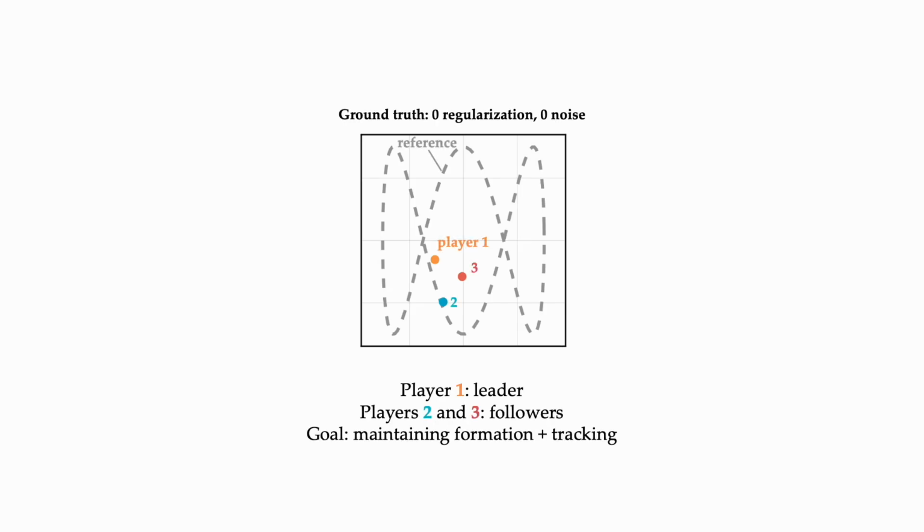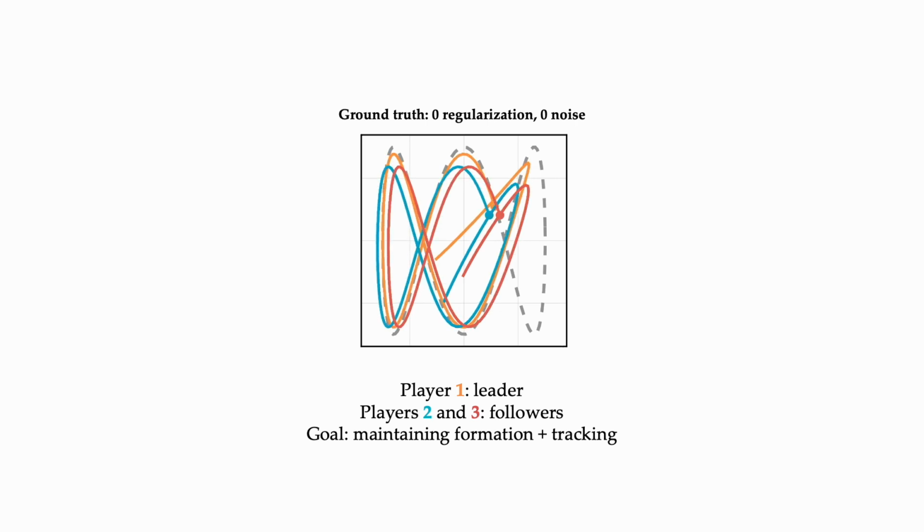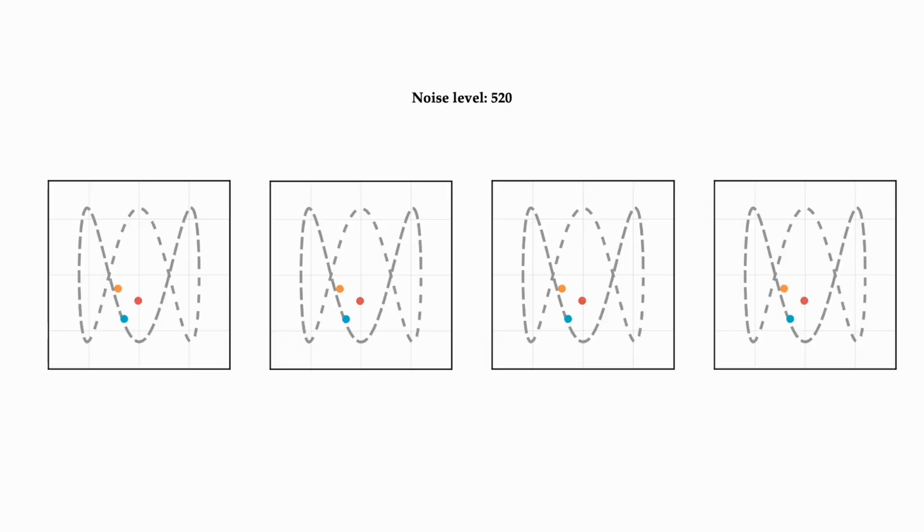Finally, in a 3-player formation control scenario, a leading agent tracks a trajectory while 2 followers maintain formation. The demo shows a ground truth Nash equilibrium trajectory. In the formal experiment, players are only given access to noisy observations of other players' states.